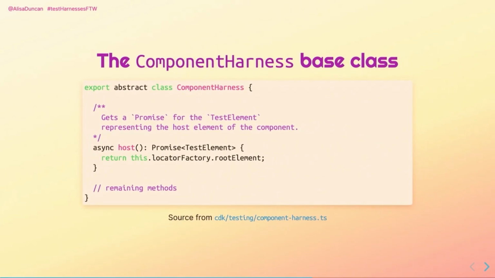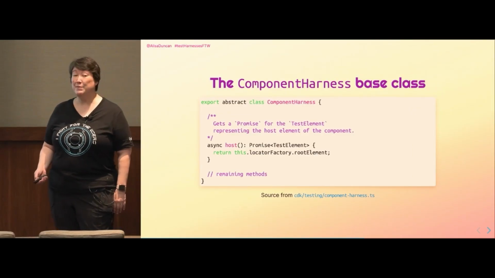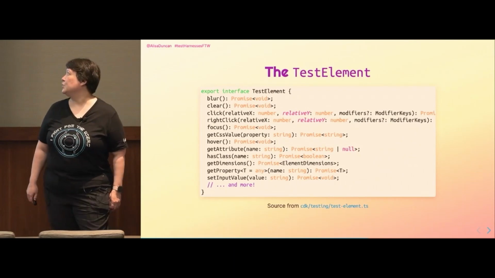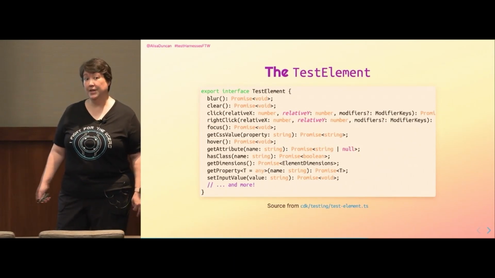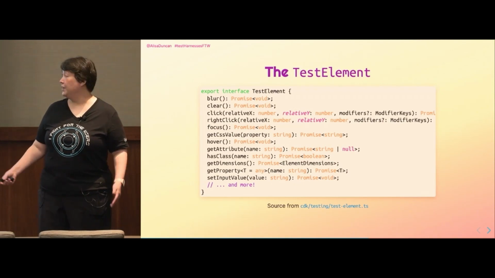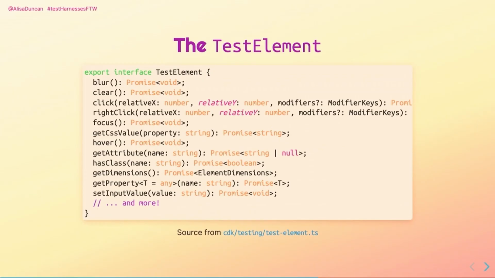That base class component harness has a public method that we could all use, and it's called host. What this does is returns the root element of the harness that it's based off of, so kind of like this, but of the UI component. And what this does is return a test element, which is something like the native element that we worked with earlier, except it's better, because we have another encapsulation layer around the native element, and we have a standard API we can work with. So the test element has methods like blur, clear, hover, get class name, things like that, but in a standardized format.